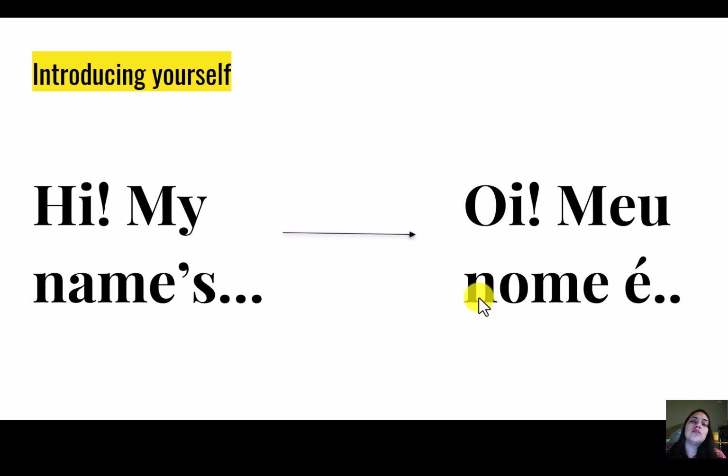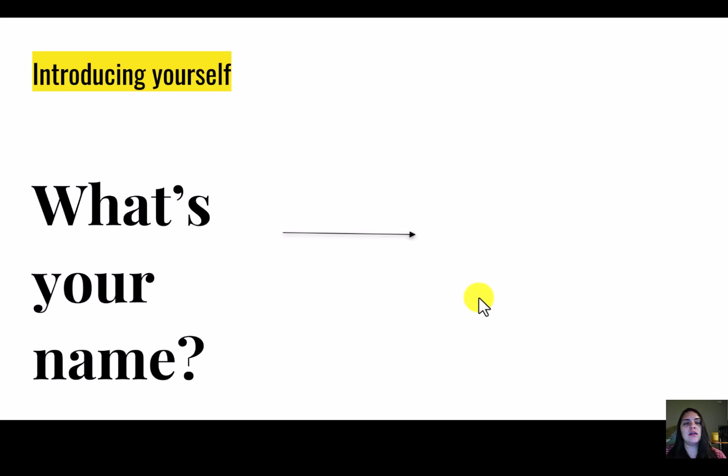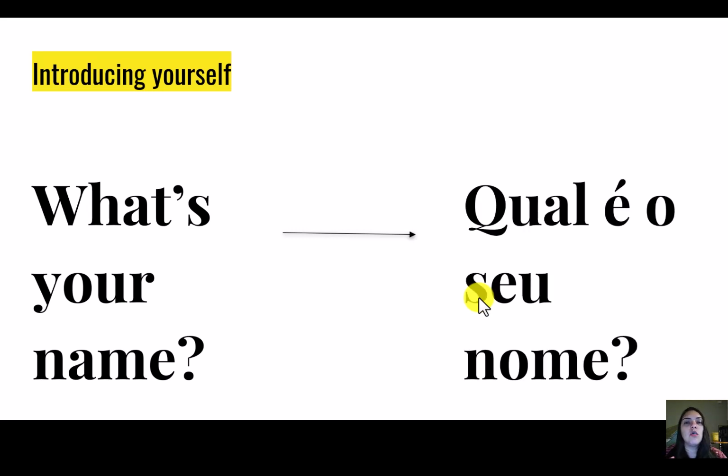Okay? Once you introduce yourself, I think it's polite to ask someone else's name, right? You'd like to know who that person you're talking to is, you would like to know their name as well. So you would ask, what's your name? And to do that, you would say, qual é o seu nome? We learned today already that whenever you have the accent called agudo on top of a vowel, it opens the sound of that vowel, right? So once again, we have é right here. Qual é o seu nome?